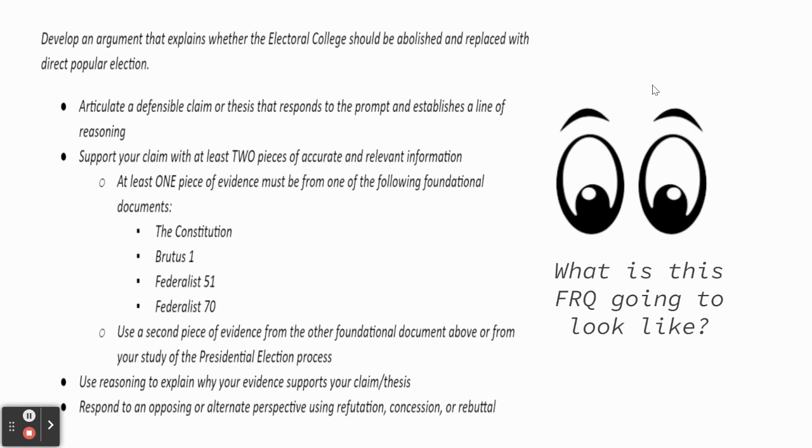The first thing it's going to say is articulate a defensible claim. We call that a thesis that responds to the prompt and establishes a line of reasoning. We'll talk about that in a second. Support your claim with at least two pieces of accurate and relevant information, and it tells you that at least one piece of evidence you use to support your side of the argument has to come from either the Constitution, Brutus 1, Fed 51, or Fed 70. And then you could use a second piece of evidence from the other foundational documents or from your study of just AP Gov and presidential election stuff and things we talked about.